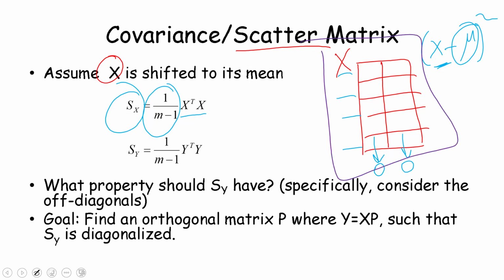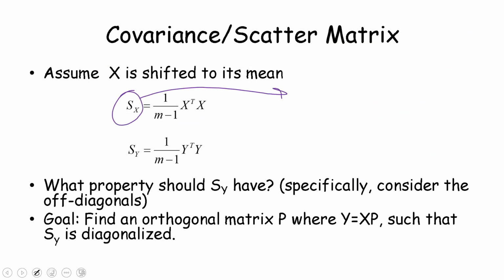X is our original dataset, and we don't really have control over the scatter matrix of X. It is what it is. The covariance matrix is a symmetric and square matrix.